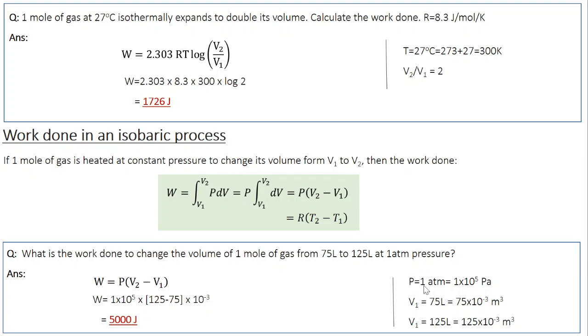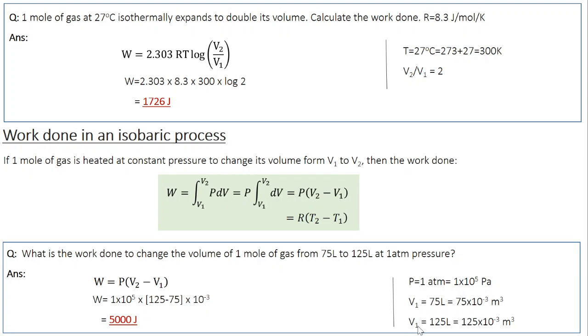First thing first, list out all the parameters in relevant units, mostly SI units. So pressure is 1 atm, but the SI unit is Pascal. 1 atm corresponds to 10 to the power 5 pascals. Volume is given in terms of liter, but the SI unit is going to be meter cube, and 1 liter is 10 to the power minus 3 meter cube. So V1 is 75 into 10 to the power minus 3 meter cube.